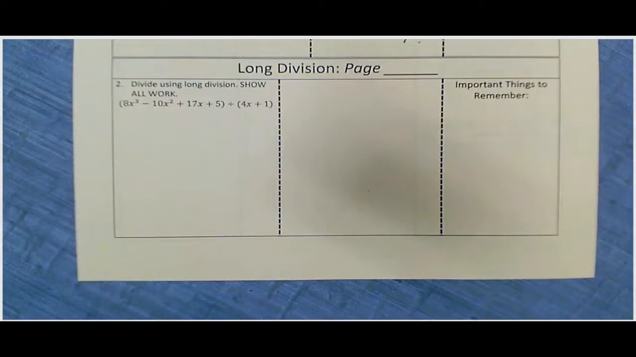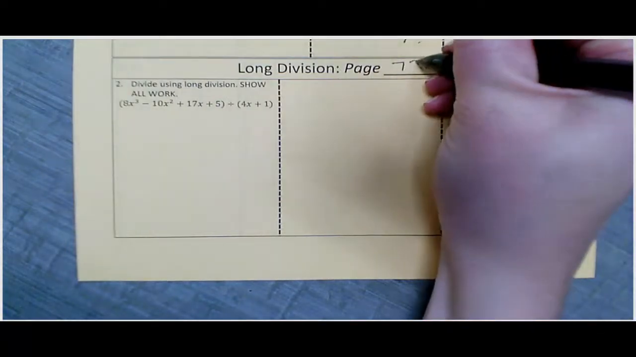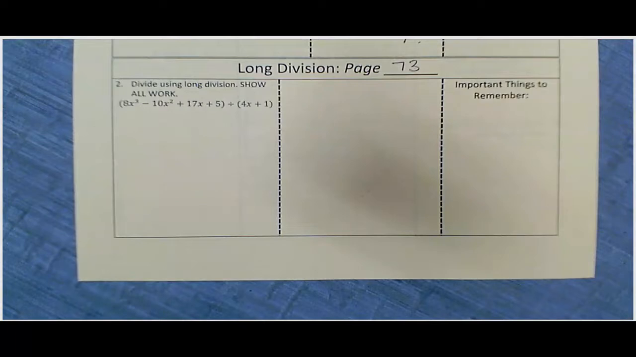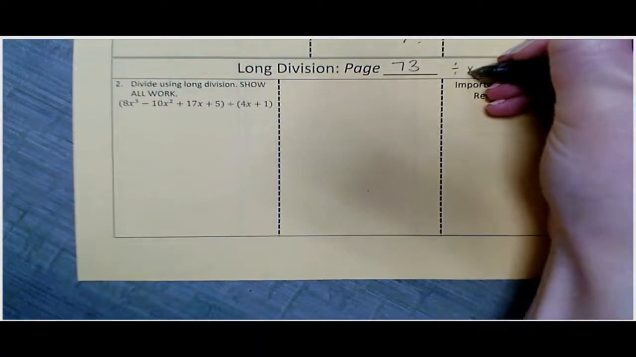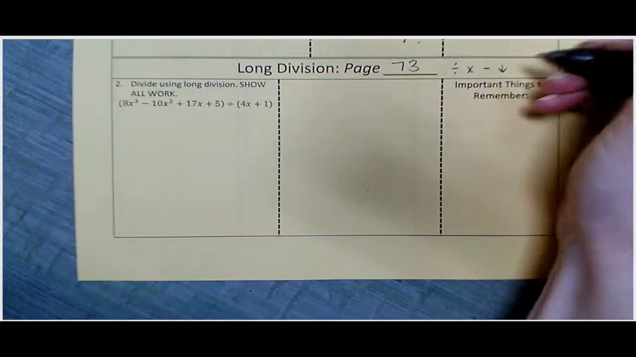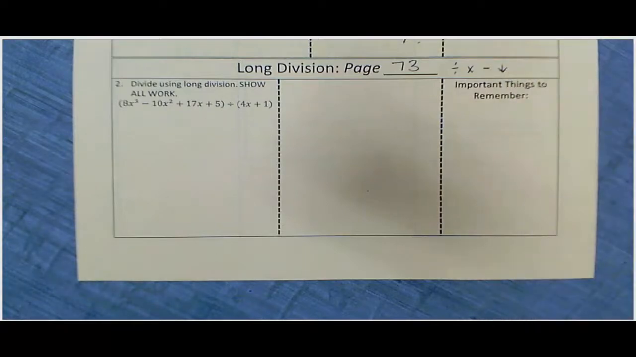So our long division is on page 73. The long division steps are first to divide, then to multiply, then to subtract, then to bring down, and then to repeat that process as many times as it takes to get a remainder or to find out that the remainder is 0. So important things to remember is to make sure you check for missing terms.